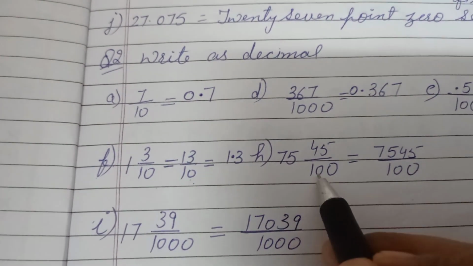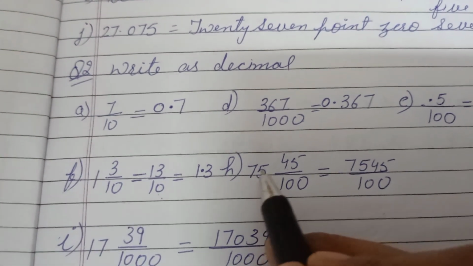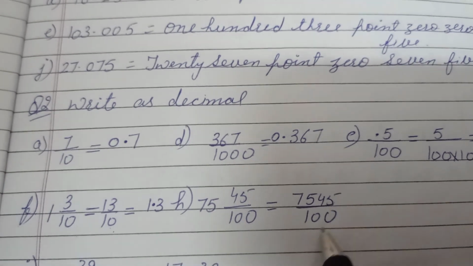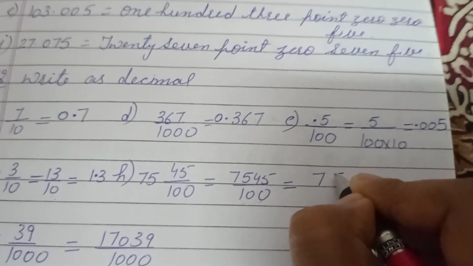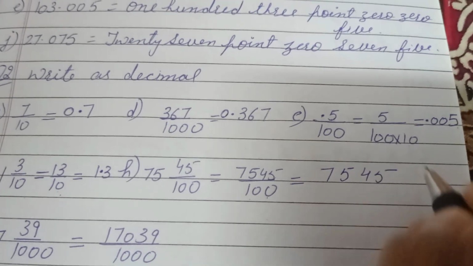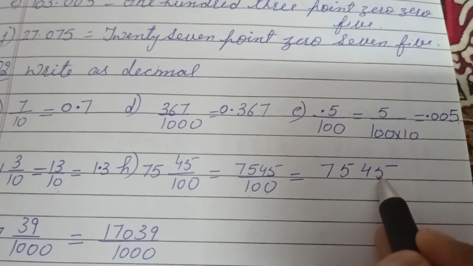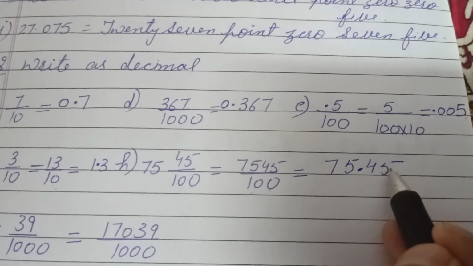Clear? Now change this mixed fraction. 75 into 100 is 7500. 7500 plus 45 is 7545 upon 100. Now same procedure, write the numerator as it is. Count the number of zeros, 1, 2. Now leave 2 digits, 1, 2 and then put decimal. Always start from the last.